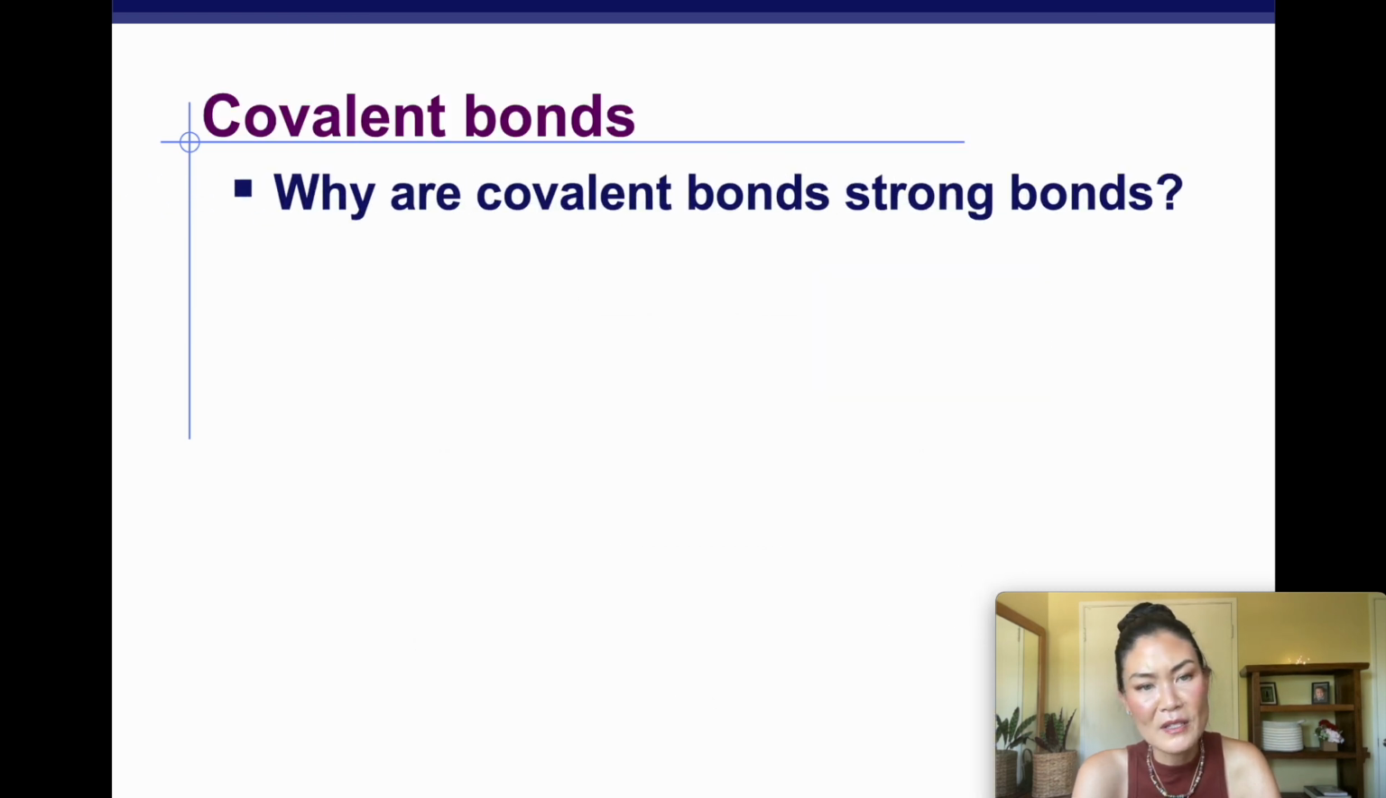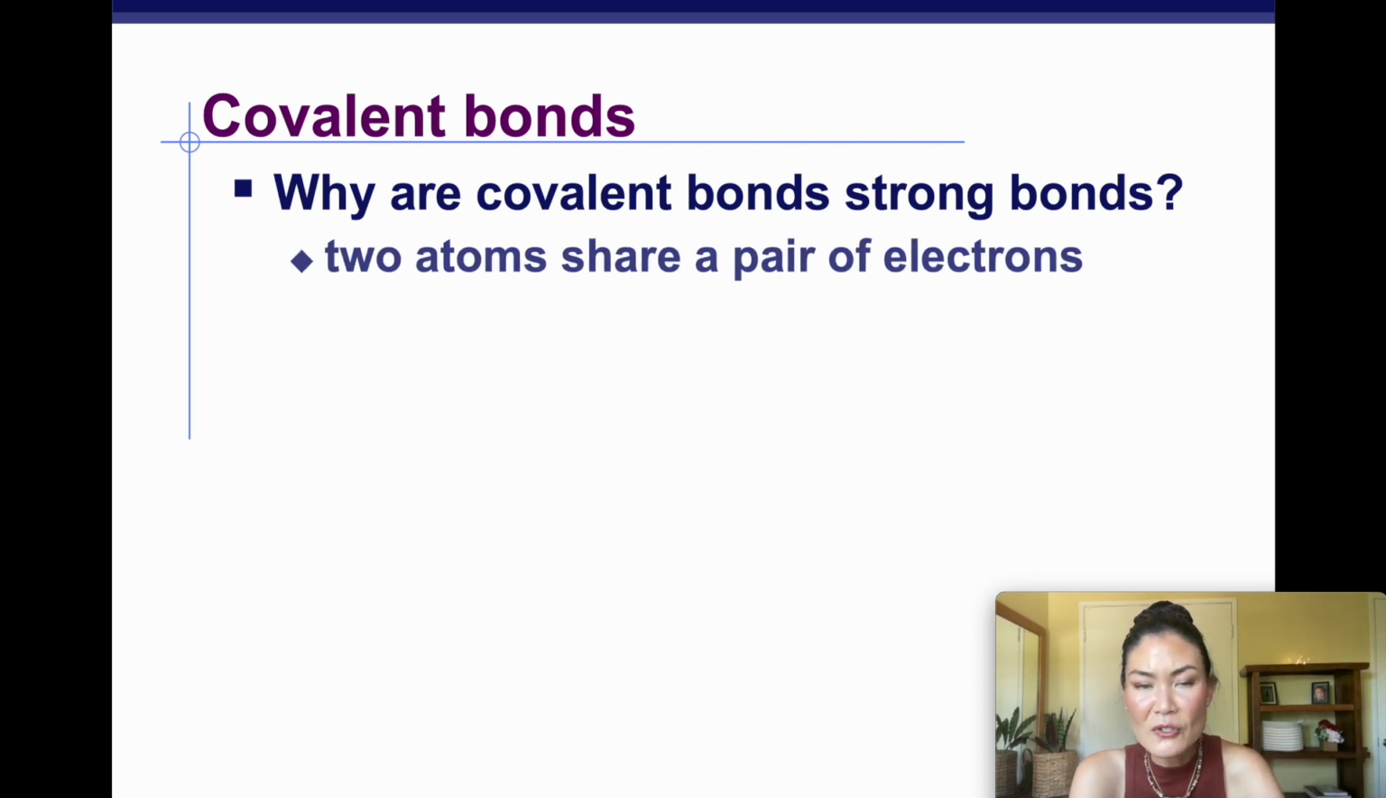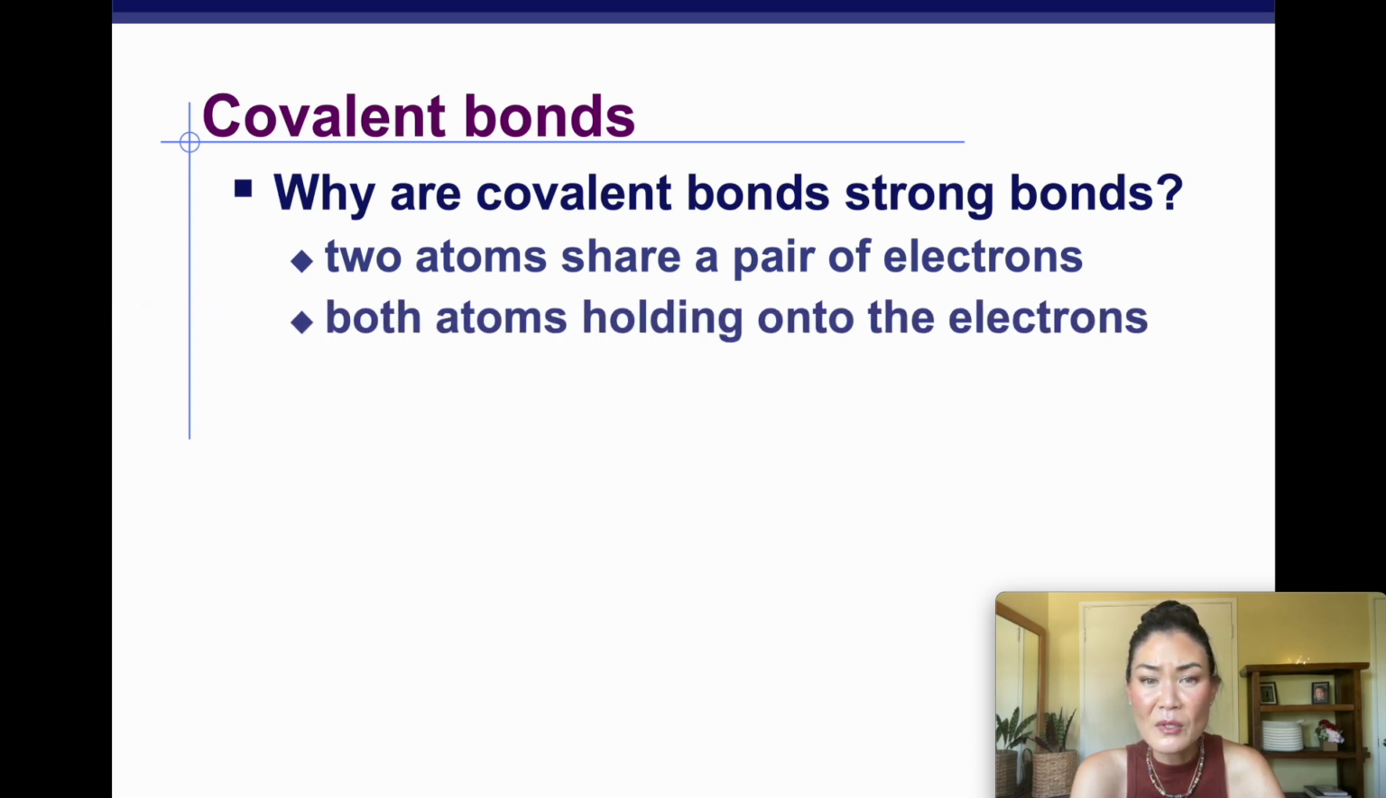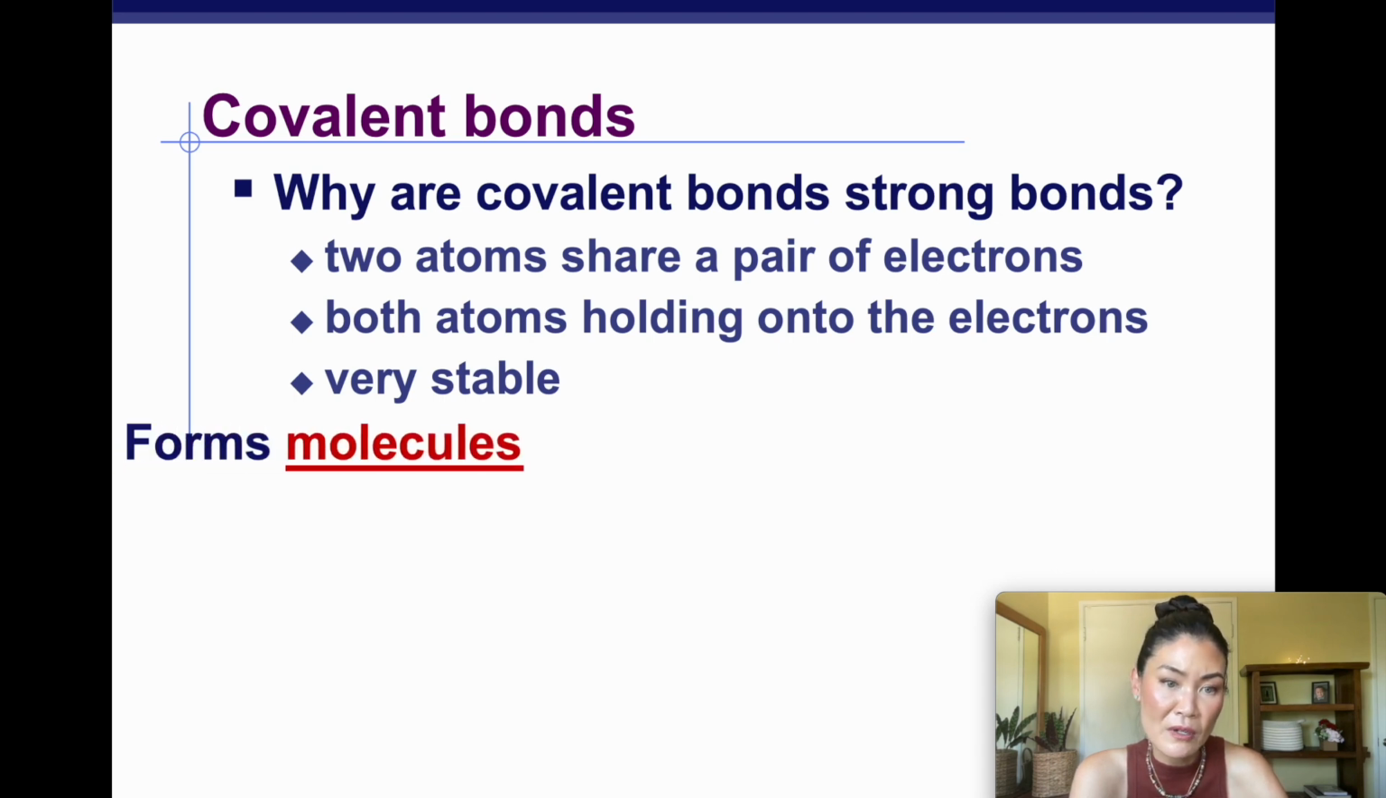Now let's talk about covalent bonds. Why are covalent bonds so strong? Okay, it's because atoms are sharing electrons. Remember, ionic bonds are weak because it's a bond of attraction, whereas with covalent bonds the atoms are literally overlapping. The valence shells are overlapping and they're actually sharing the electrons together. So both atoms are holding on to the electrons. And covalent bonds are very stable. It's very difficult to break apart a molecule that's held together by covalent bonds.